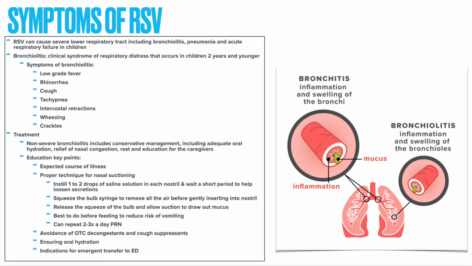So education includes the expected clinical course of the typical bronchiolitis. Generally, it begins with upper respiratory tract symptoms such as nasal congestion, and then on day 2 to 3, lower respiratory tract symptoms do develop. They peak on generally days 3 to 5, and then gradually resolve over the course of 2 to 3 weeks.